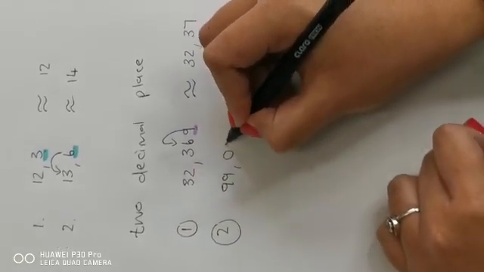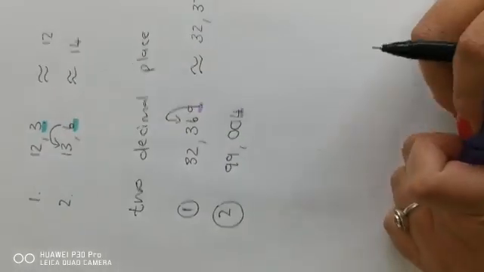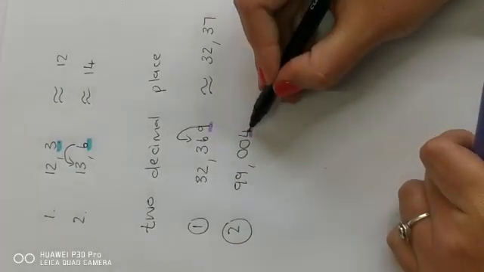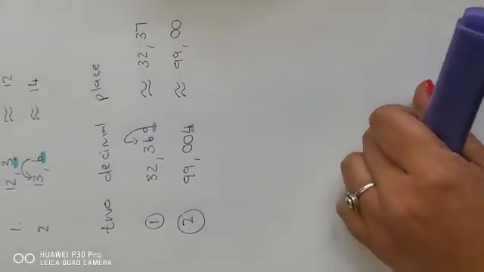The second one is 99. Let's do this one. I'm going to look at the 4, the third number after the comma. We can see that this is less than a 5. So we're going to change it to nothing there. It's just going to be 0, 0 in the end.